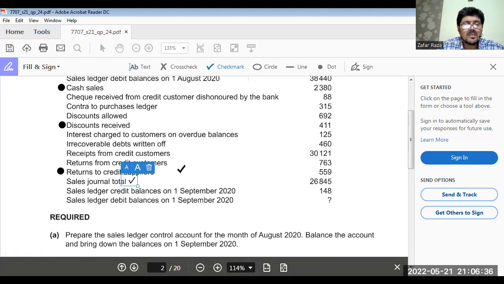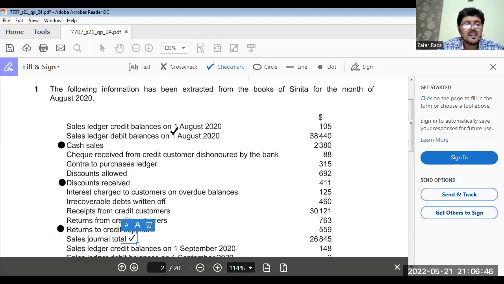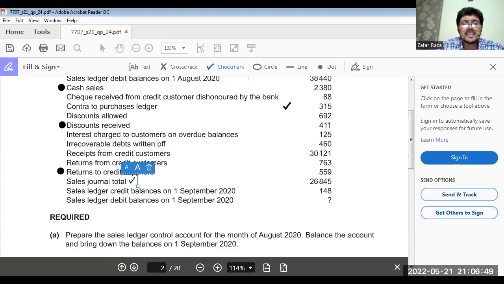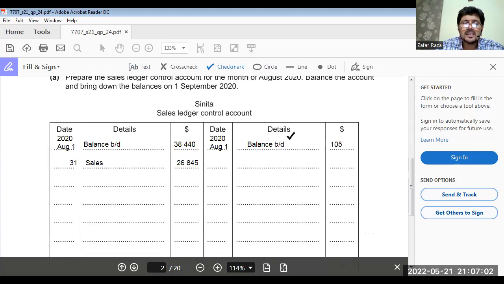Now this one, cheque received from a credit customer dishonoured by the bank. It means when a cheque is dishonoured by a customer, the claim on the customer is again restored. So we have to increase that. Again 31st. And here we will write bank.